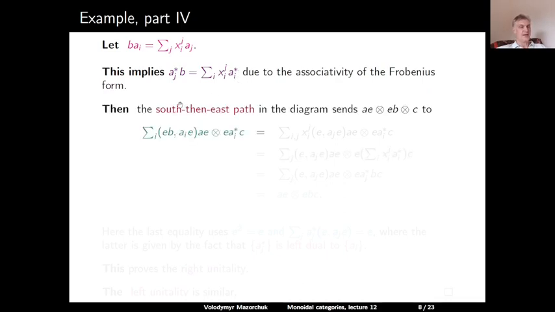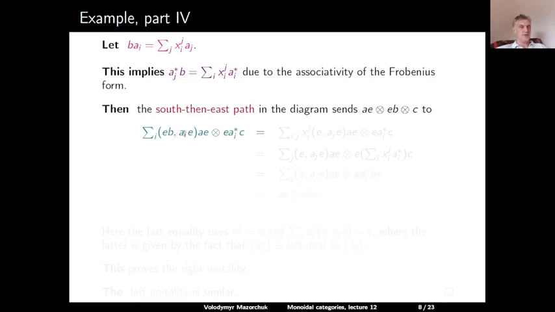Then, the south and then east path in the diagram. So we start from ae tensor eb tensor c. We first apply our unit map to c and we go to the sum over i, a_i e times e a_i star, and then times c on the right. And then we do the multiplication, which takes the form between eb and ae. So we get this element, the sum over i of ae times e a_i star c with the coefficient eb, a_i e, and then we take the Frobenius form.